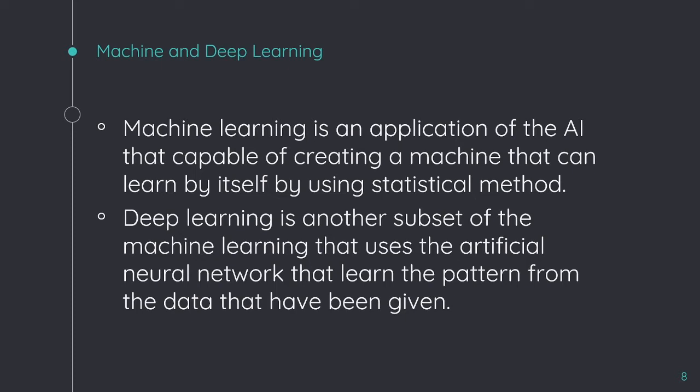And another one is deep learning, which is another subset of machine learning that uses an artificial neural network to learn by itself. If in machine learning we must provide the features to the machine, in deep learning we just need to provide the input, which is an image, and the label of each image in the form of a dataset. From the dataset, the deep learning model will learn how to classify which one is an orange and which one is an apple.